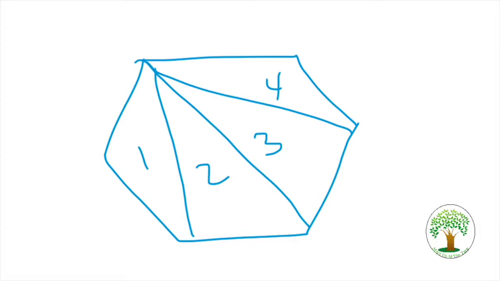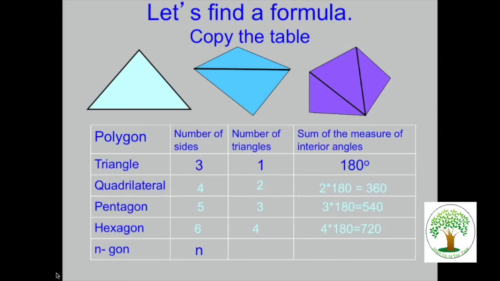Wait, is the last one a nonagon, or is it just n? This is what I want us to be n. If I have any side, what am I going to do to n to get this right here? N minus 2. N minus 2.